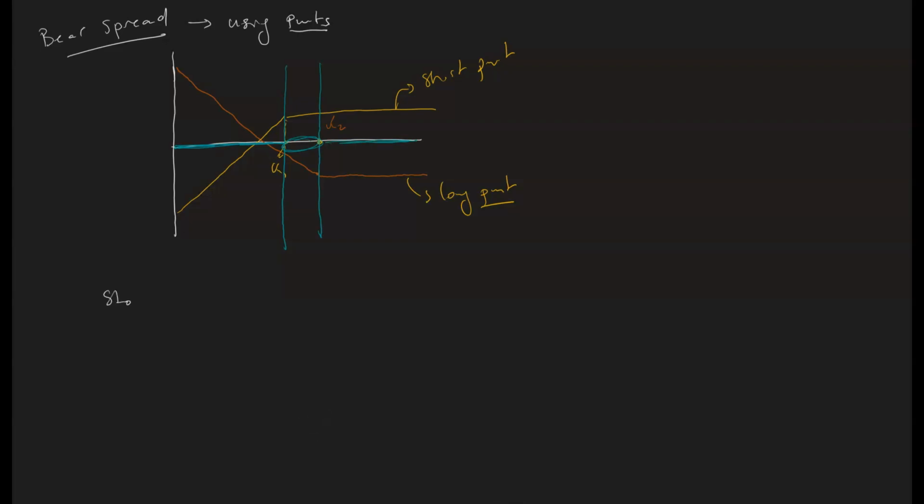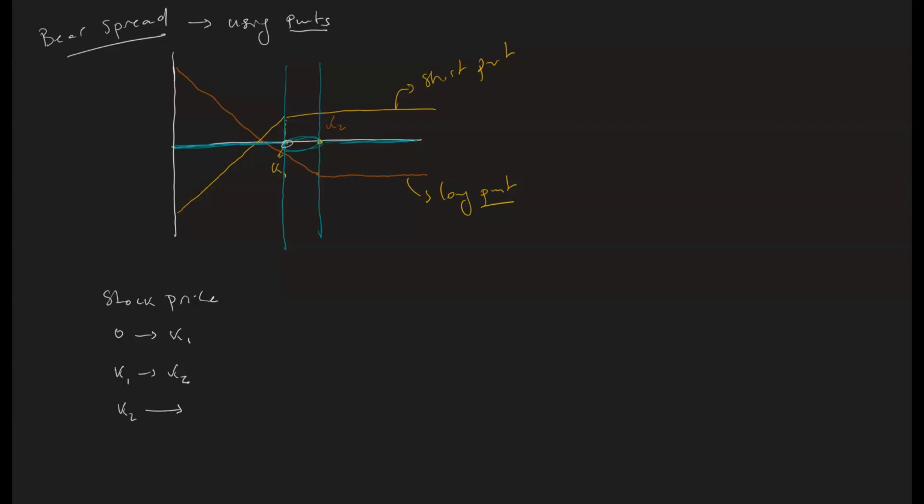So let's put the potential prices here. Our stock price could be between 0 and K1. That's the short put strike price. And then the stock price can be between K1 and K2. Or our stock price can be above K2.